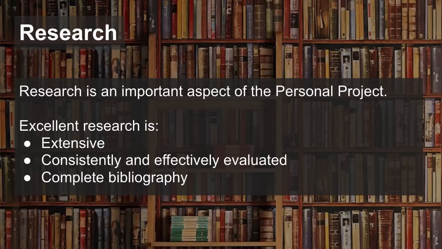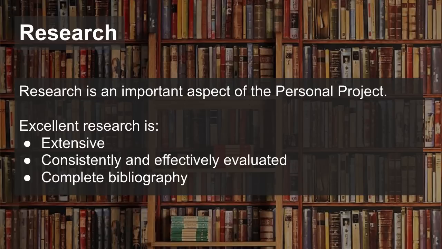So when we look at the research, to score excellent research, there are 3 qualifiers here. That research needs to be extensive, it needs to be consistently and effectively evaluated, and you need to have a complete bibliography. So let's go through each one of those one at a time.